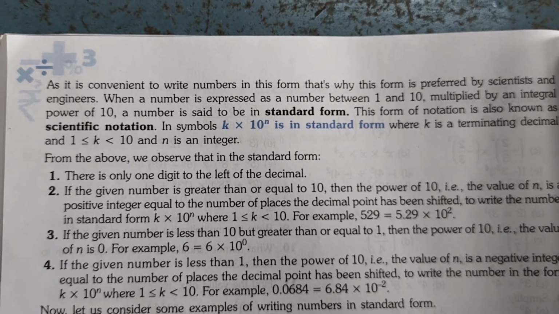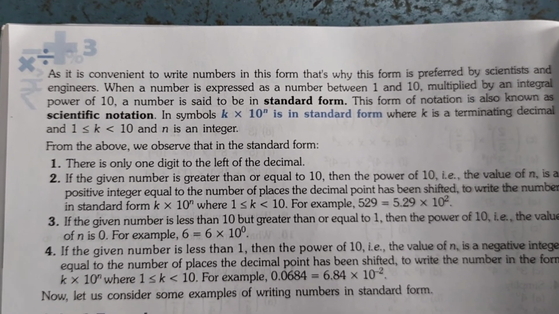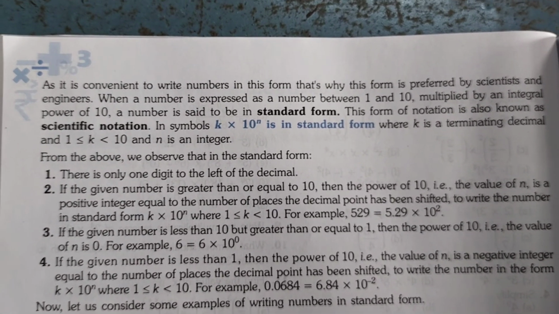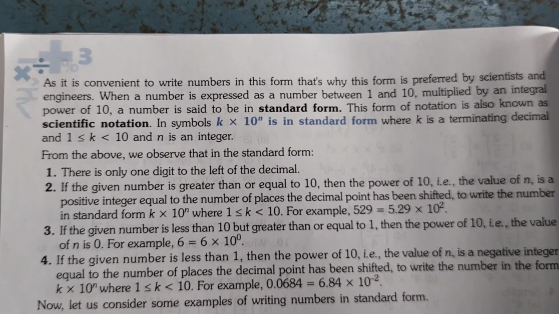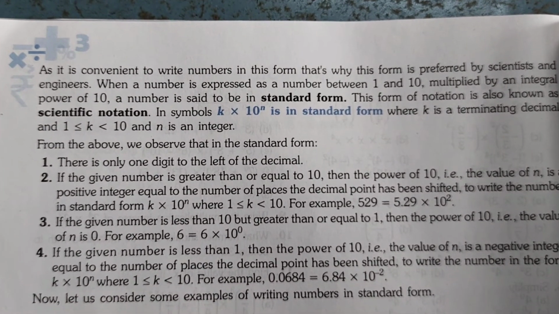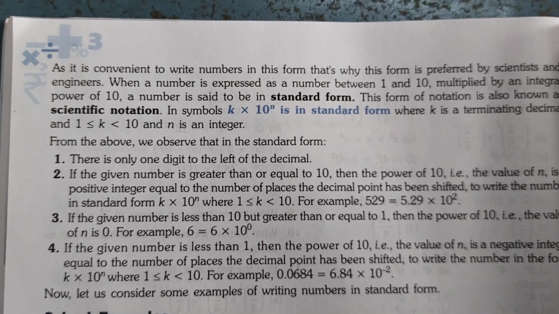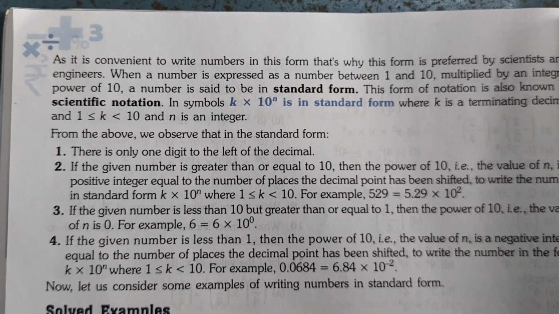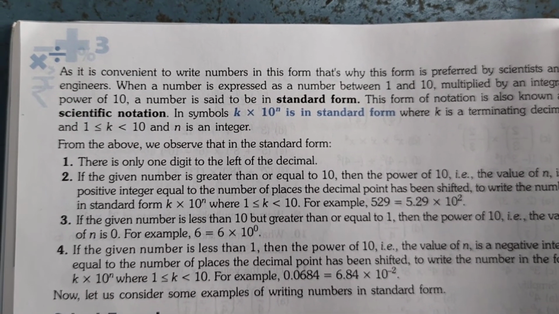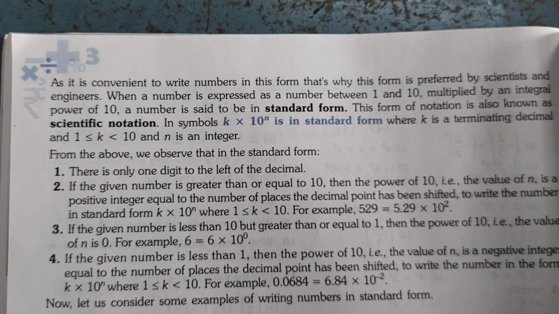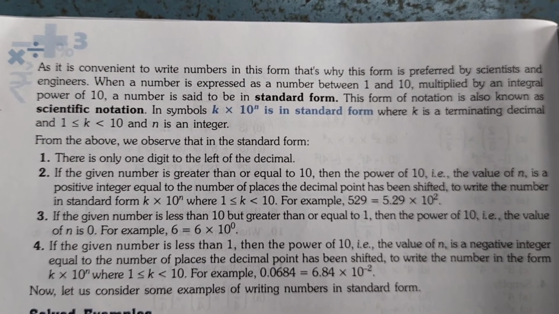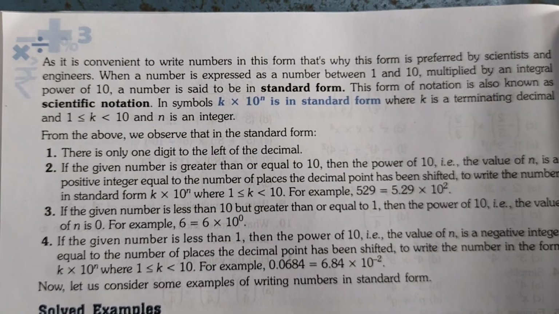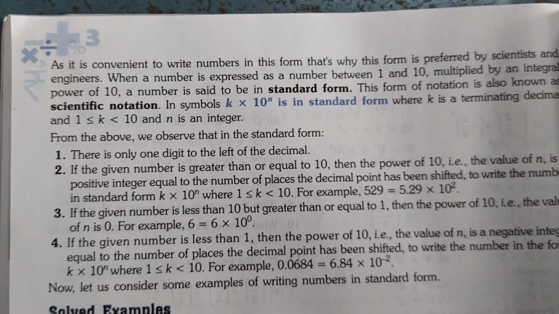In symbols, you can write k into 10 to the power n as the standard form, where k is a terminating decimal, and terminating means which ends, with 1 less than or equal to k less than 10, where n is an integer. You see how to follow these rules while representing the number in standard form.